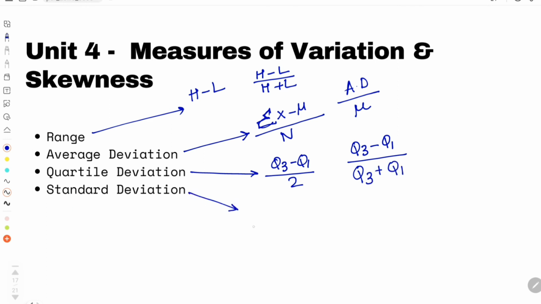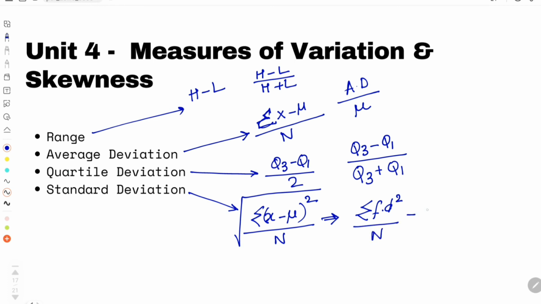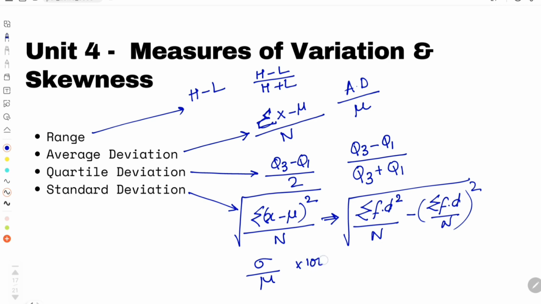Standard deviation we find by summing up the individual observations minus their mu, the whole square, divided by the total number of observations, and its square root. This formula can be simplified as the sum of frequency into the deviation square divided by n, minus frequency into deviation divided by n whole square, the whole under root. Now, if we were to find its coefficient of variation, it is standard deviation divided by the mean, that is mu. If you multiply it by 100, you get the percentage of variation.